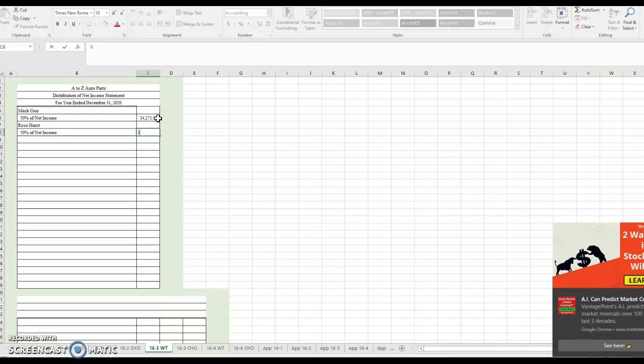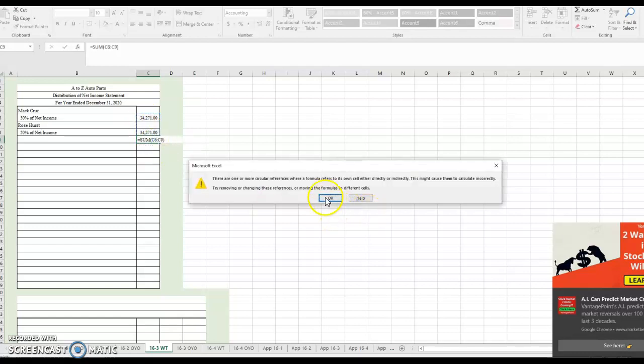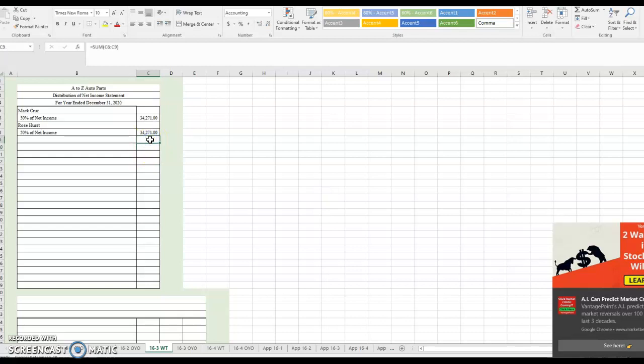Same thing for Rose, $34,271. So the total we want for both, like that, and it did not like that. Not sure why, but the total, I'll just do it on the calculator, is $68,542. That is what was their net income. So that's all we have to do for a distribution of net income statement.